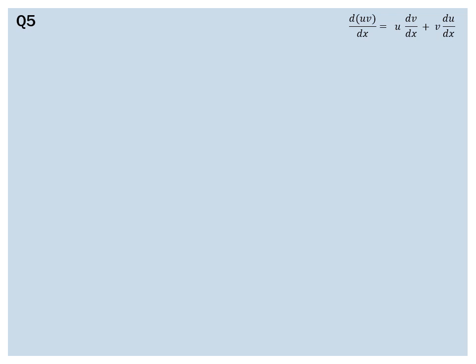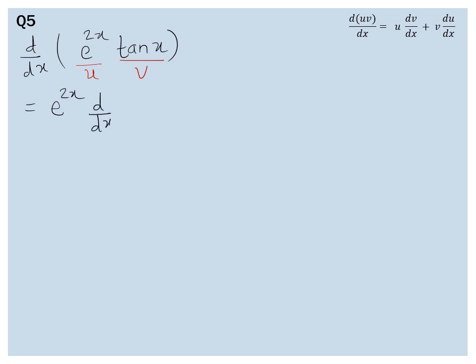So the next example is taking derivative of exponential function into trigonometric function. So e to the power 2x is exponential, tan x is trigonometric function. Defining u as e to the power 2x, v as tan x, and applying the formula. So u, that is e to the power 2x, into derivative of v, that is tan x, plus v, that is tan x, into derivative of u, that is e to the power 2x.